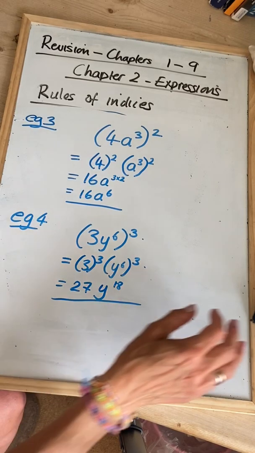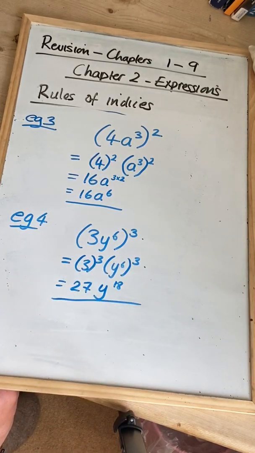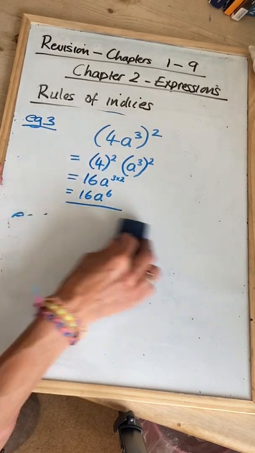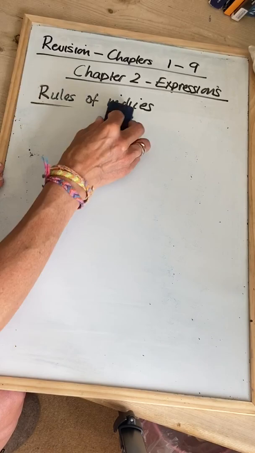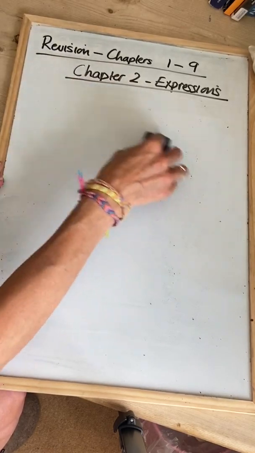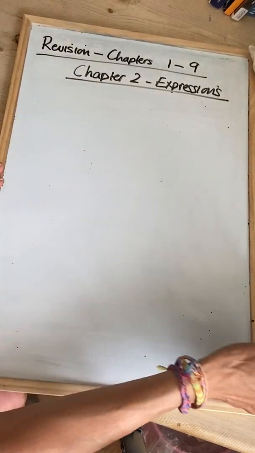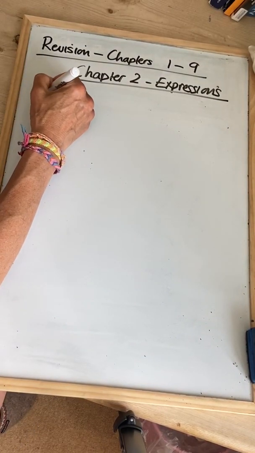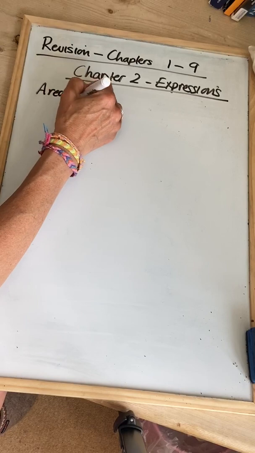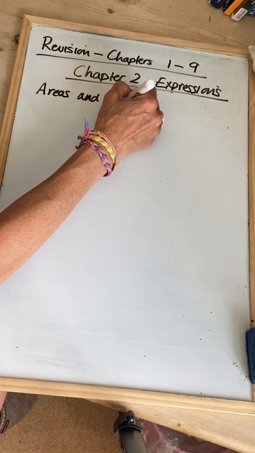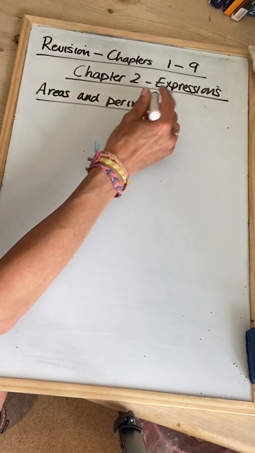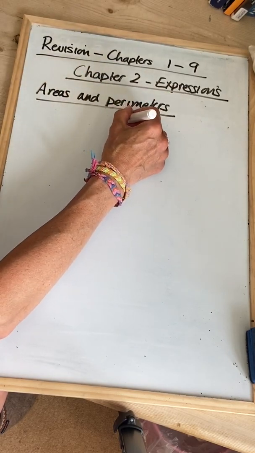Okay, right, so now I'm going to go and have a look at some algebraic expressions that are used in practical examples, things like areas and perimeters of things, just to remind you how these sorts of questions work. So I'm going to write areas and perimeters. And hopefully this will give us a little bit of a reminder of some of our knowledge that we have.